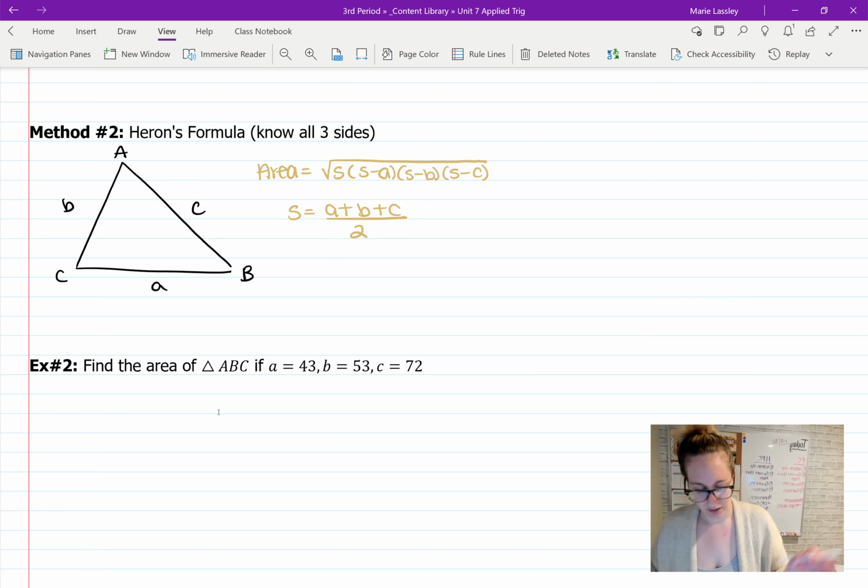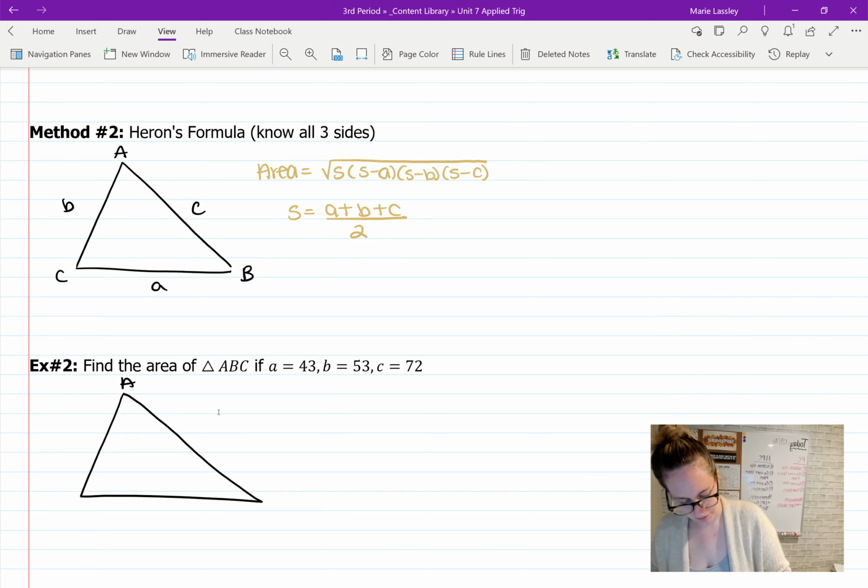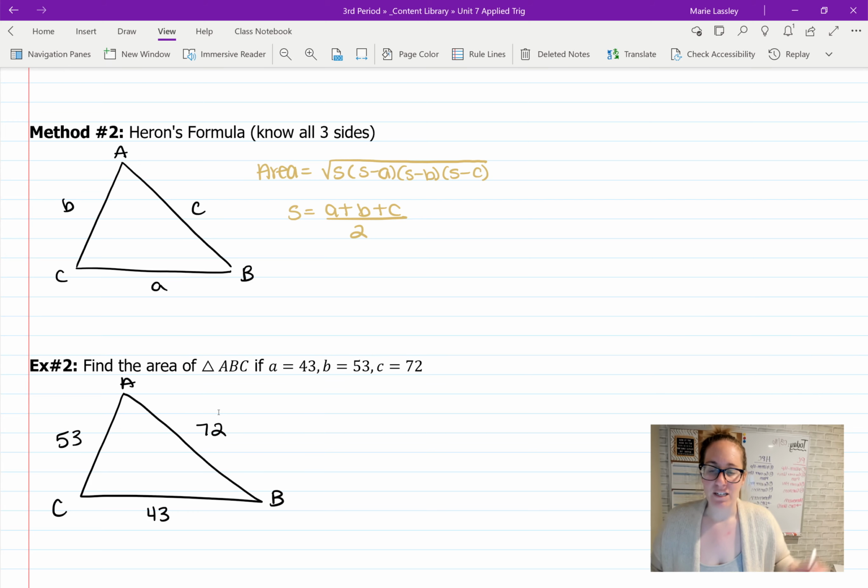Okay, so here's a good example. So we have triangle ABC. Doesn't matter what they look like. Maybe this one a little fancier. All right, side A is 43, B is 53, and C is 72. All right, so since I'm given all three sides, I don't want to do any extra work, so I'm going to use Heron's formula just for finding the area. All right, so here we go. First we have to find S. So S equals all three sides added up: 43 plus 53 plus 72 divided by 2.